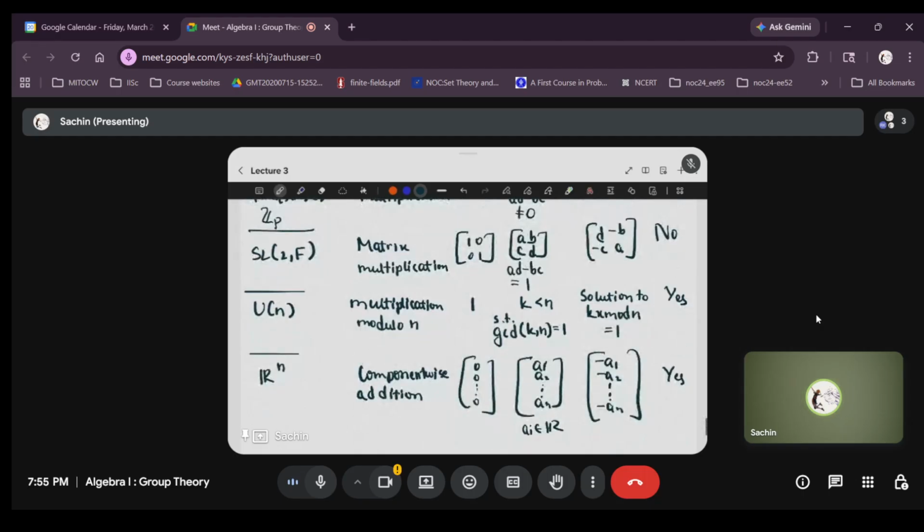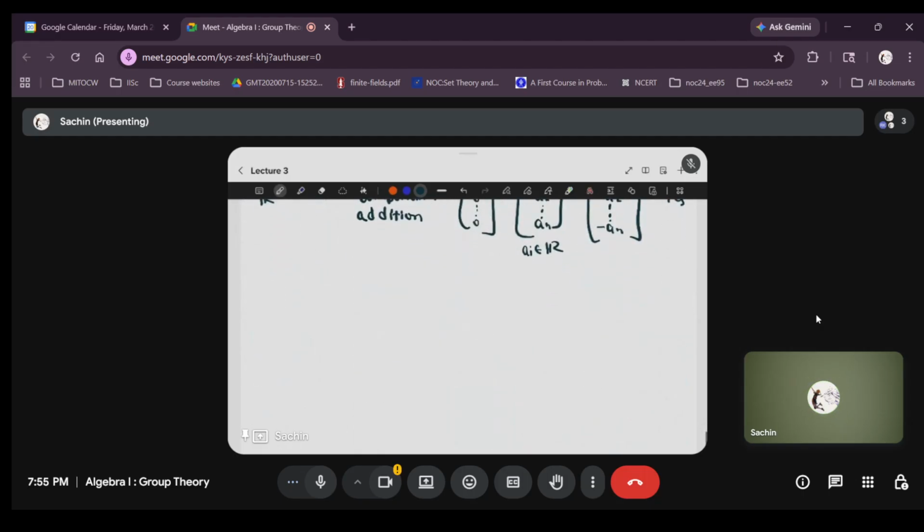Now we'll move on to talking about groups, their properties, and their structure. So we'll move on to elementary properties of groups. So we'll start with very basic properties.